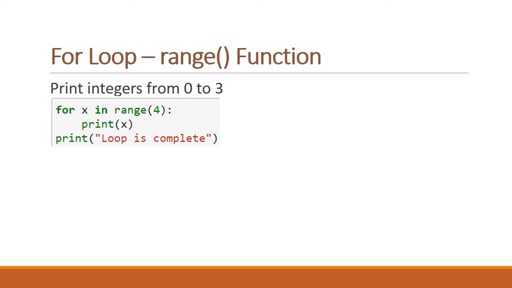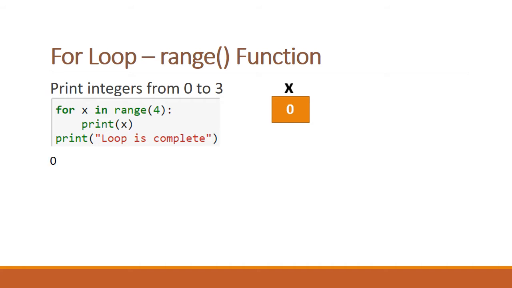First, the computer assigns the variable x the value 0. The computer checks to verify that the value stored in x, and in this case 0, is within the range 0 to 3. Because 0 is within that range, the print statement that's indented under the for loop is executed, and therefore 0 is displayed on the screen.